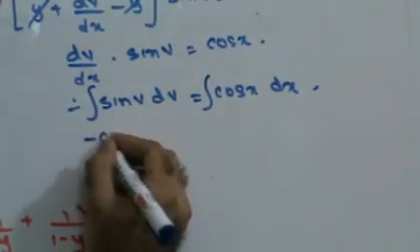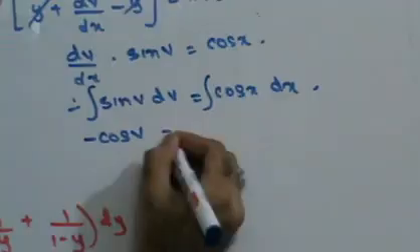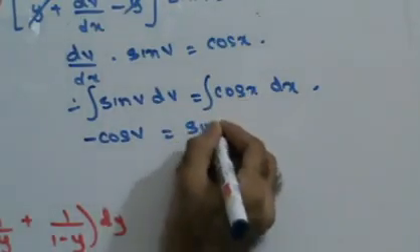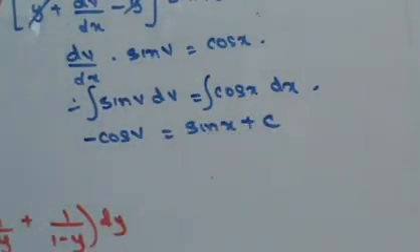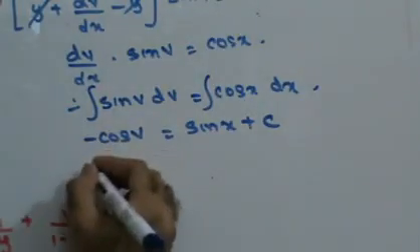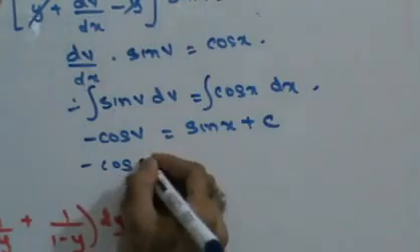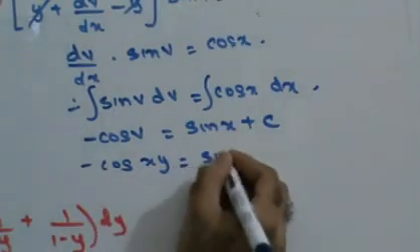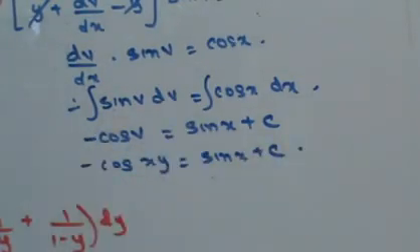Integral of sin v is minus cos v. Integral of cos x is sin x plus c. We substitute the value of v. The value of v is nothing but xy. So you will get minus cos xy is sin x plus c. That will be your answer. So very simple, 4 marks. Whatever they ask you to use, you differentiate that equation first and then substitute, right?